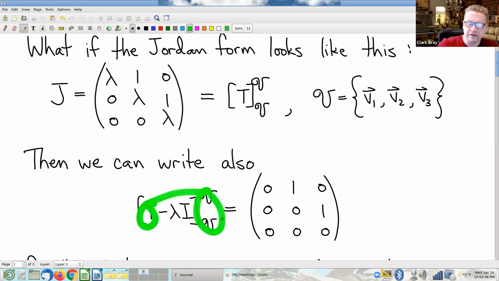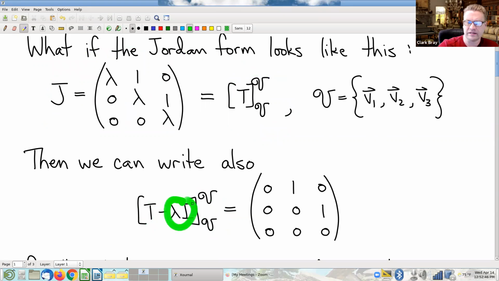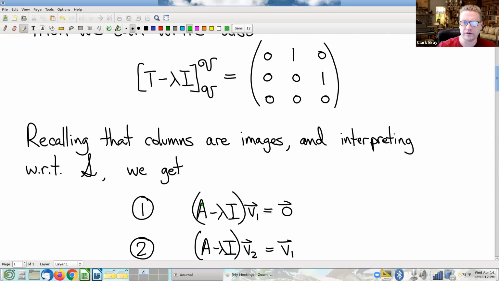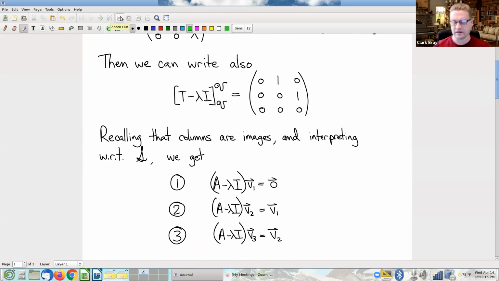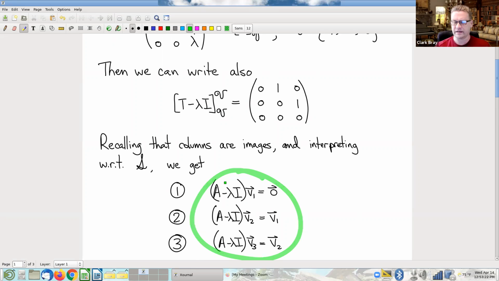Well, T with respect to that basis is this, right? And from that, we are then going to subtract lambda times the identity. And of course, lambda times the identity always looks the same with respect to any basis. That's an easy little practice problem you can confirm for yourself. So what this does is this just subtracts lambda along the diagonal, thus giving us these zeros. So nice punchline. This is how you represent T minus lambda I with respect to the script V basis, and then you can interpret accordingly. I'll zoom out so I can fit this all on. You can interpret accordingly, and you get these facts relating vectors in the Jordan basis.